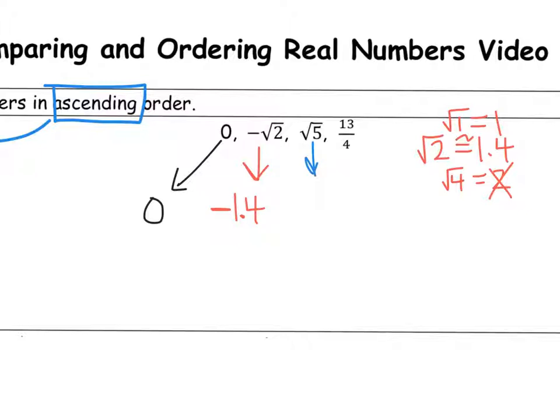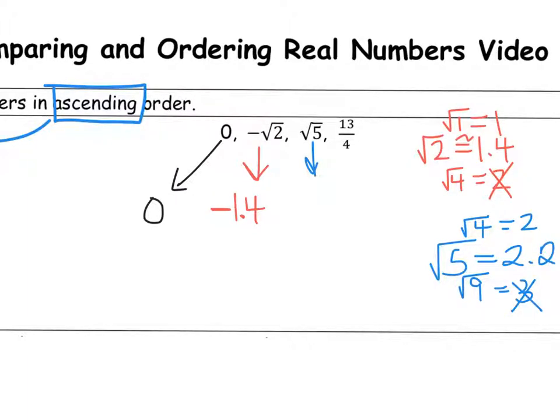The square root of 5, not a perfect square. The square root of 5 is between the square root of 4 and the square root of 9. The square root of 4 is 2, and the square root of 9 is 3. That's too big, so we know this is 2 point something. And so we can say it's not quite halfway between 4 and 9, so call this 2.2.